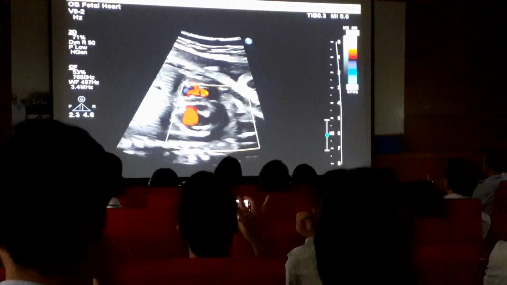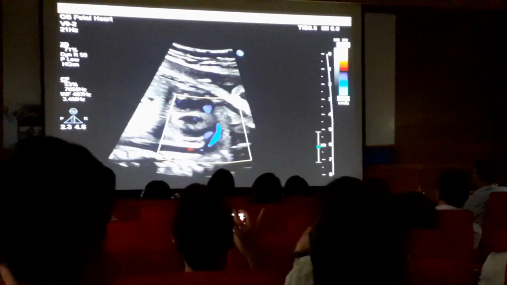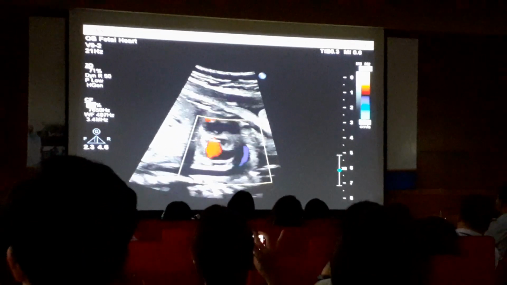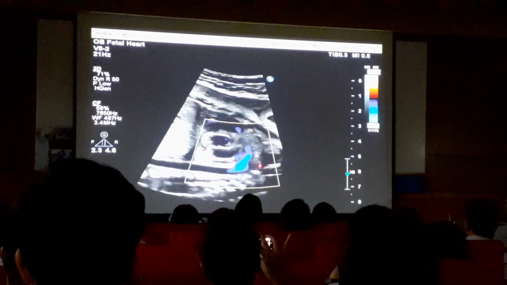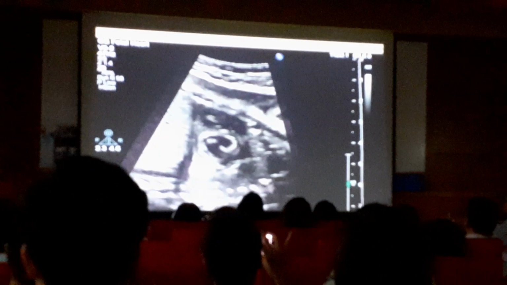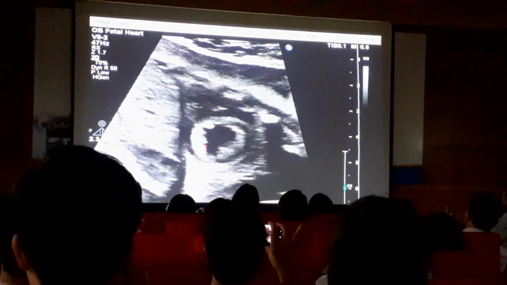Ductal arch. There. Mitral valve looks quite normal.